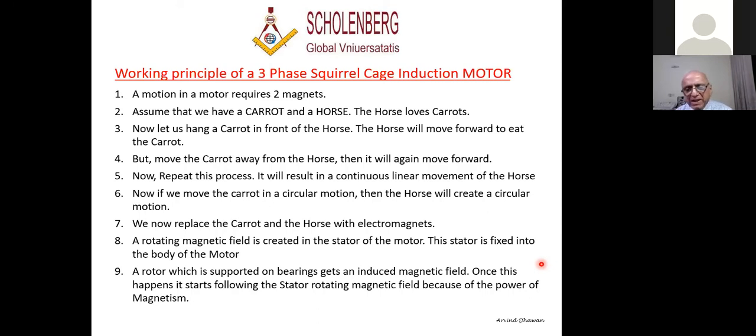When you have 2 magnets, then the rotor starts chasing the stator magnetic field. And because the rotor is supported on bearings, it starts running after the magnetic field of the stator. And when it starts running after this magnetic stator, because it is supported on bearings, it starts going round and round and round. So we get the rotary motion of the rotor. Is that clear, gentlemen?